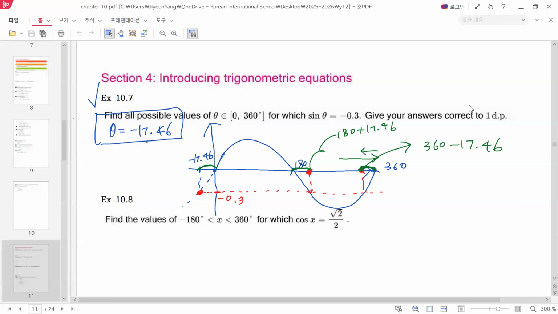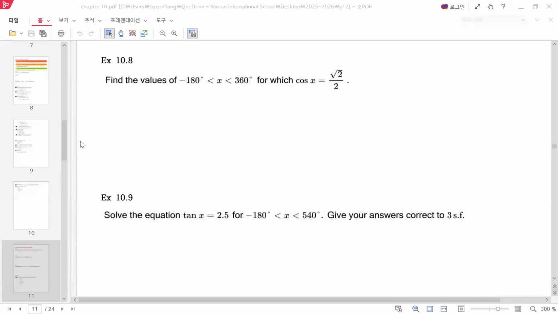Please close the door, thank you. Okay, students, let's solve the next question. So find the value between negative 180 to 360. Cosine value is square root 2 over 2. By using your calculator, x equals cosine inverse square root 2 over 2. Please find this angle, students.